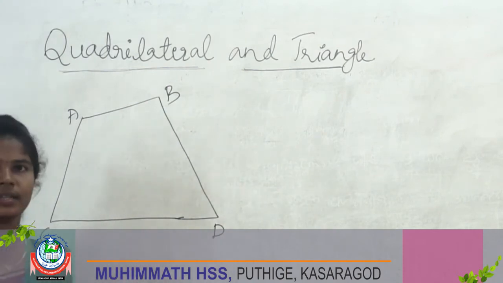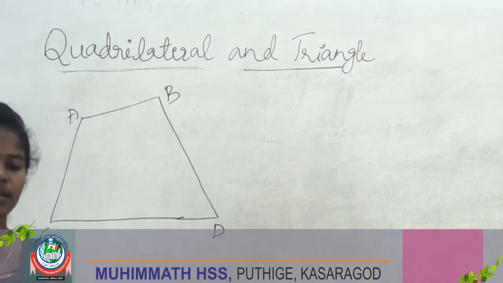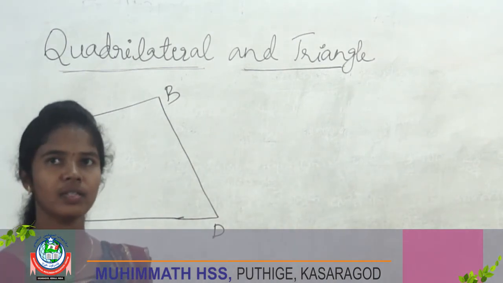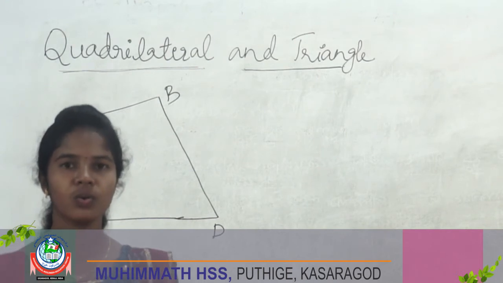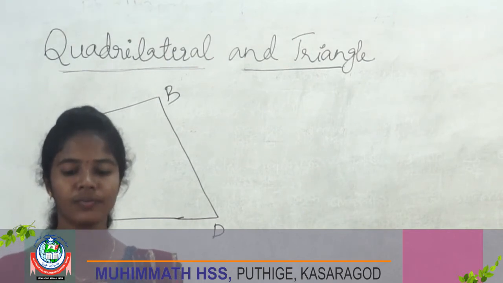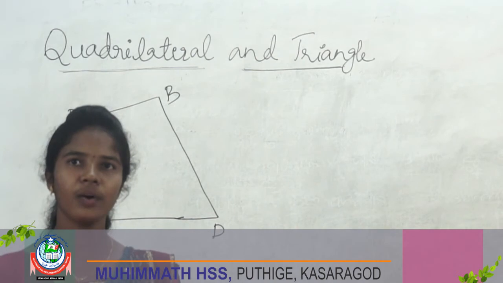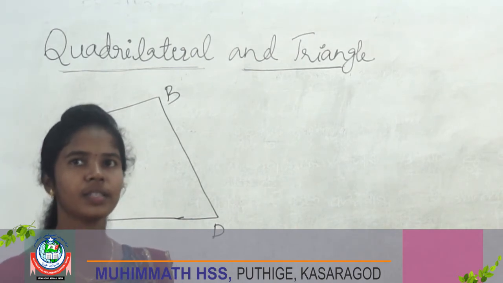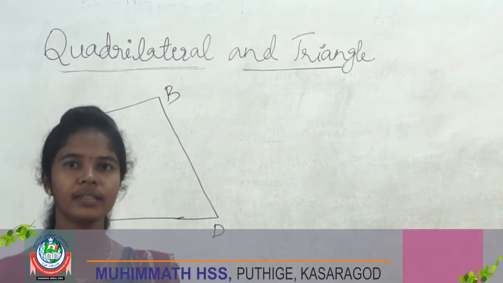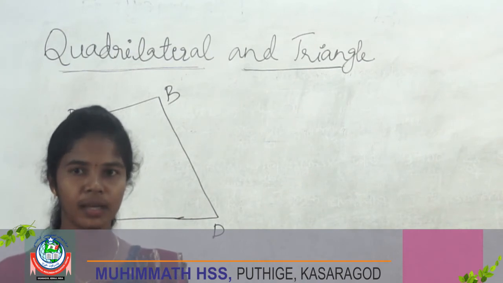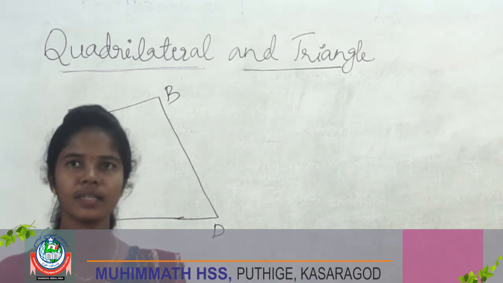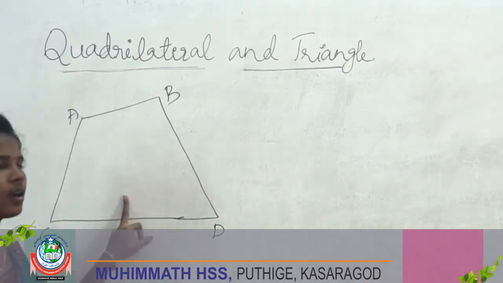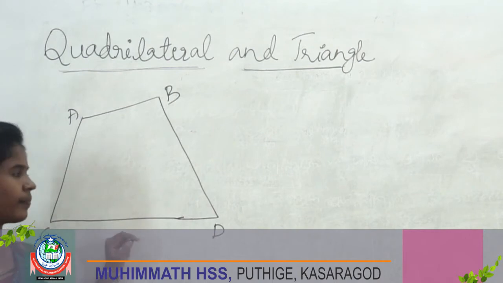Here ABCD is a quadrilateral. We don't know how to calculate the area of this quadrilateral. So to find the area of this quadrilateral, we have to convert this quadrilateral into a triangle of the same area. There are some steps to convert it into a triangle of the same area.